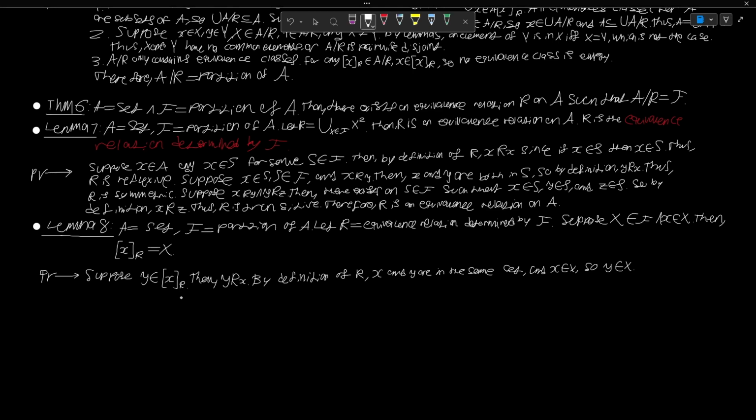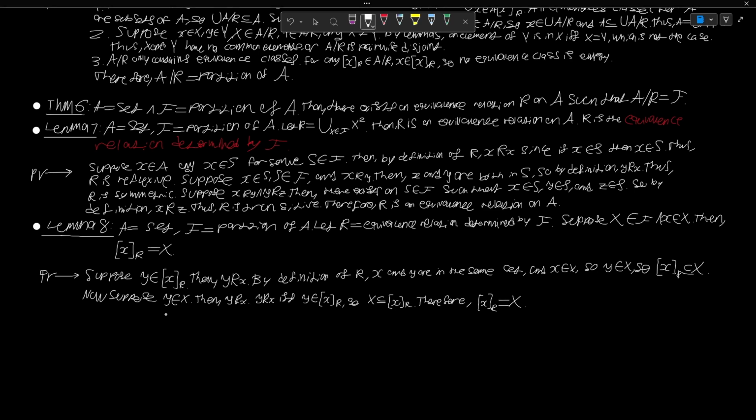So for left to right, let's let Y be an arbitrary element of the class of X. Then by definition of the class of X, Y is related to X. And by the definition of R, Y must be in the same set as X. And so since X is in big X, Y is also in big X. And since Y was arbitrary, that means the class of X is a subset of big X.